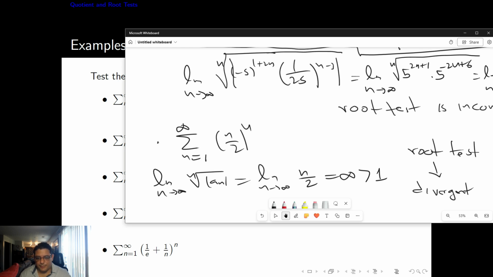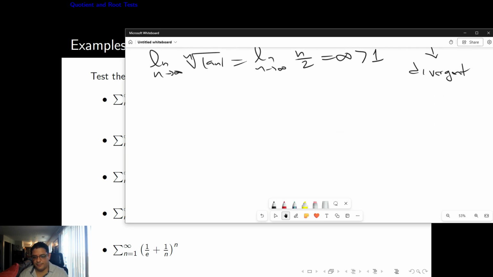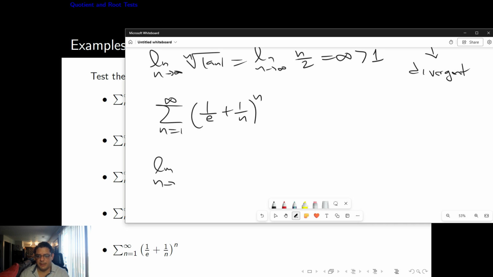One last example will be this one here. We have the series from n equals 1 to infinity of 1 over e plus 1 over n, to the n. Now this looks kind of similar to an exponential, so I tend to think that this might be divergent, but I don't know yet. So let's take a look.